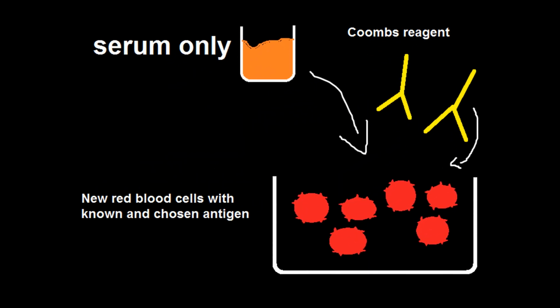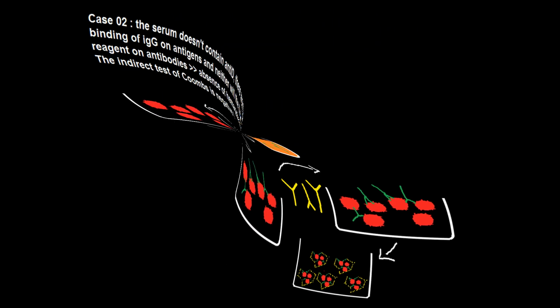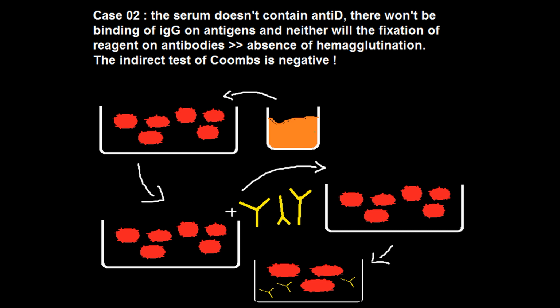We complete the experience by adding the Coombs reagent to the mixture. If the serum contains anti-D antibodies, they will bind to the red blood cells and the reagent will fix them. So, we will have a visible hemagglutination. If not, there won't be hemagglutination. As a result, hemagglutination proves the presence of anti-D antibodies in the serum of the mother because the hemagglutination can't occur without them.